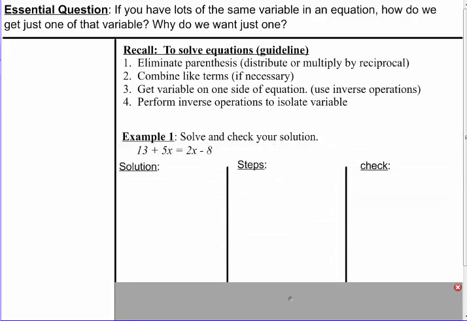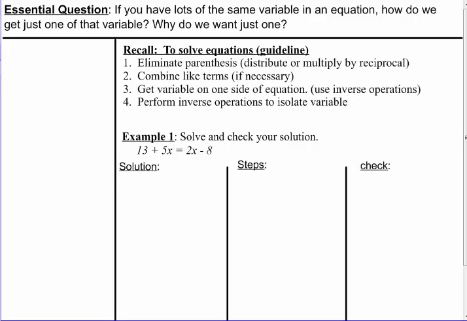So example 1, solve and check your solution for 13 plus 5x equals 2x minus 8. So I'm going to rewrite it under the solution column. And then our first step. So if we go through our list, eliminate parentheses, we don't have any. So we go to the next, combine like terms. When you're combining like terms, you want to look on the left-hand side of the equal sign to see if there's anything that you can put together. If not, look on the right-hand side of the equal sign, see if there's anything to put together. And there's nothing that you can combine on the left side and nothing you can combine on the right side.